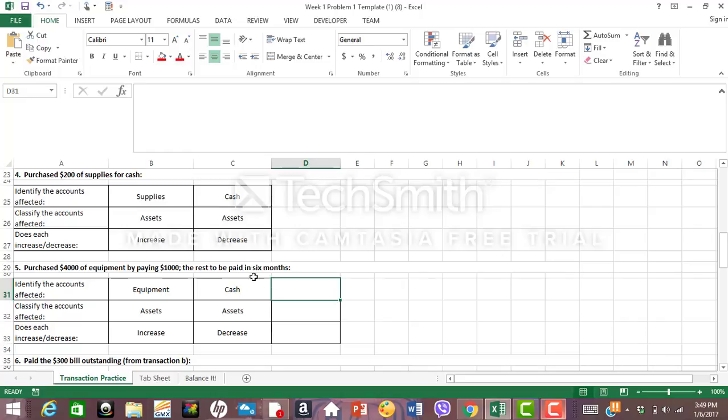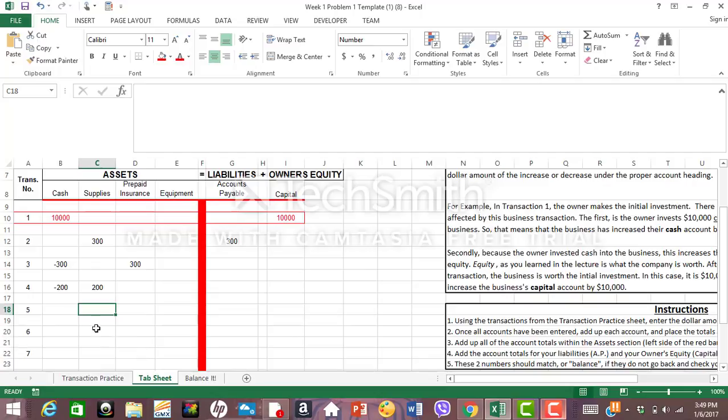And the rest will be paid in 6 months, which means that we have taken out a loan, which is accounts payable, which is under liability, and that is increasing. Okay, so automatically the left-hand side of the equation has to equal the right-hand side of the equation within the transaction itself.